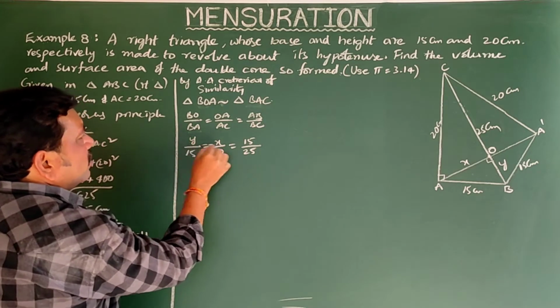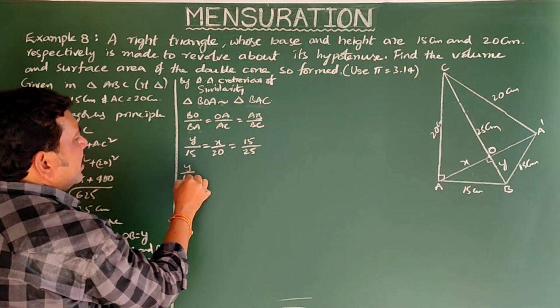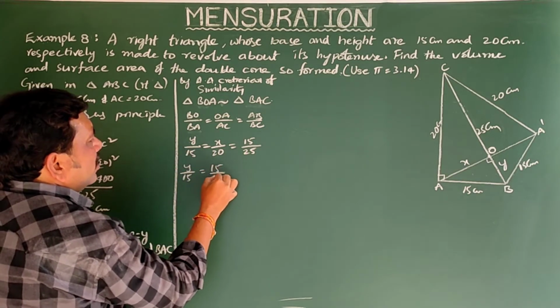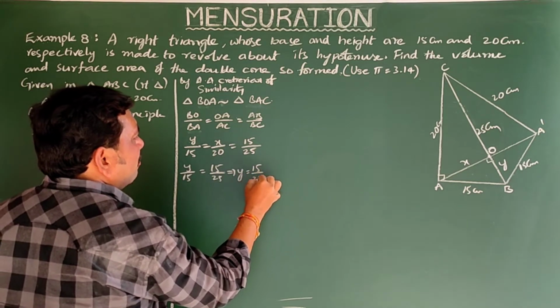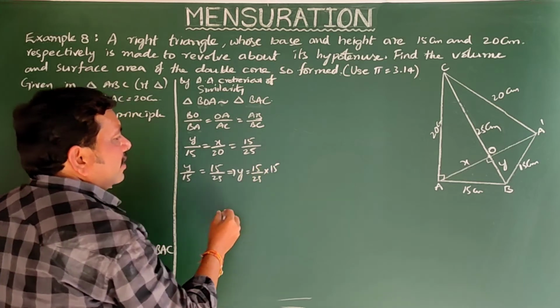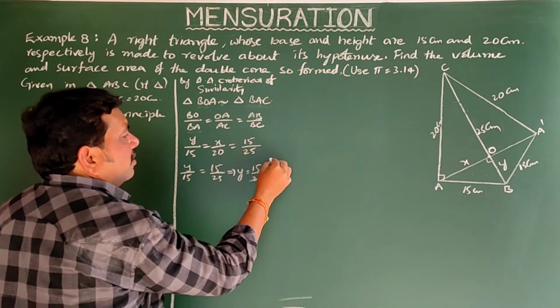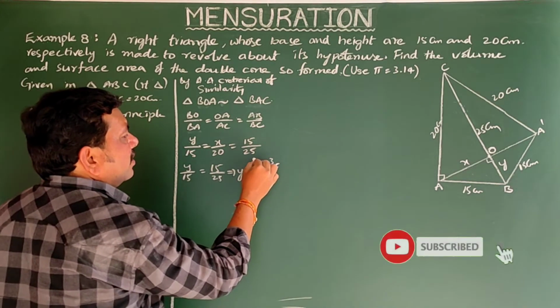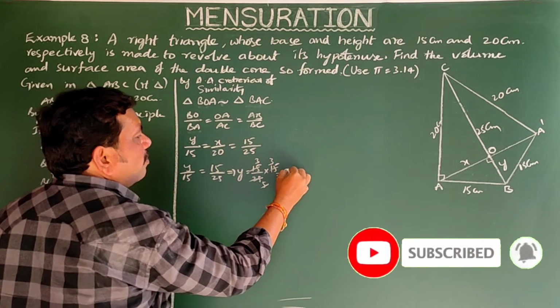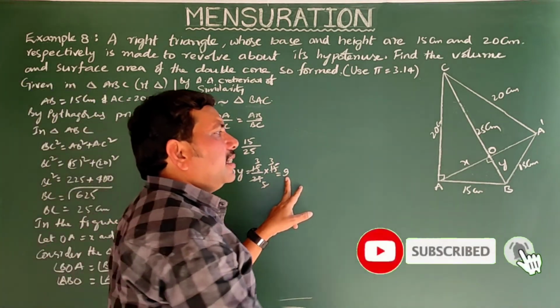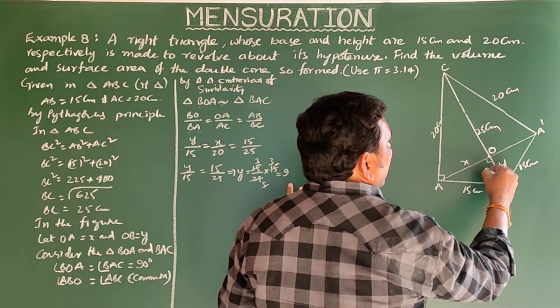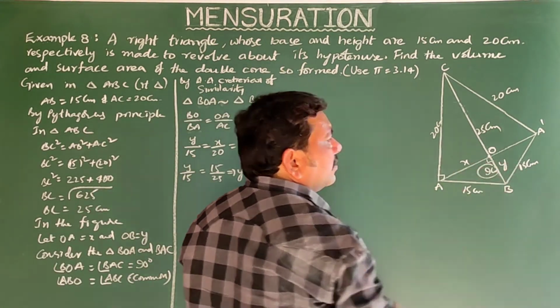So first take this one and this one. Y by 15 is equal to 15 by 25. That implies Y is equal to 15 by 25 into 15. 5 3s are 15, 5 5s are 25. So Y is equal to how much we got? Yes, 9 centimeters we got.